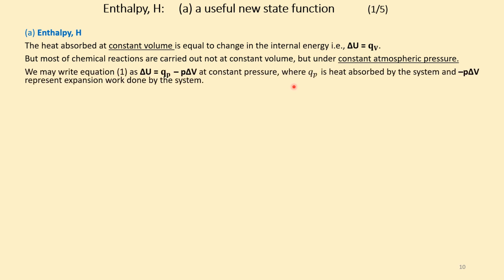So we may write equation 1, that is delta U is equal to Q minus P into delta V, as delta U is equal to Q subscript P minus P into delta V. Here this process is under constant pressure, where Q subscript P is the heat absorbed by the system, and the second term, minus P delta V, represents the expansion work done by the system. So heat absorbed does some work, and that is represented by minus P delta V.